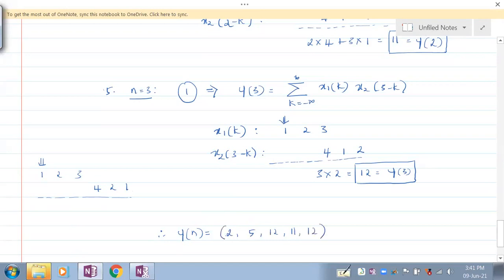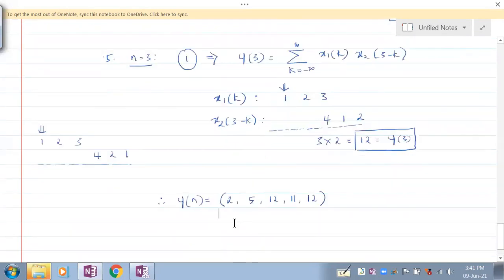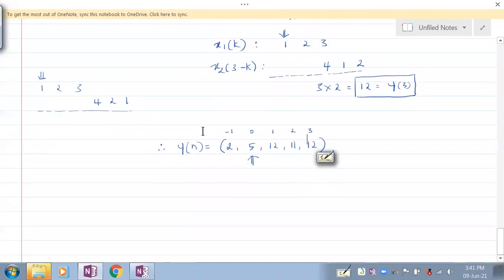Fine. So where is the 0th sample? So this is the y of 1 sample, right? This is the y of minus 1 sample, right? So this is your 0th sample. So this is minus 1, 0, 1, 2, 3. So this is your y of n. Understand that? Okay. So this is how we obtain the convolution sum of the two finite sequences.